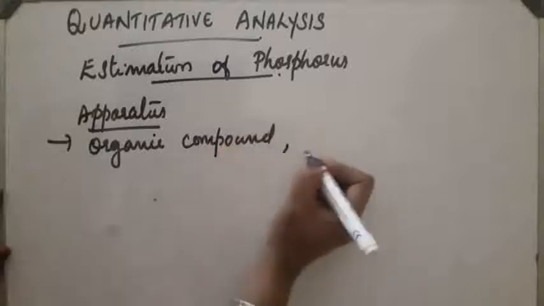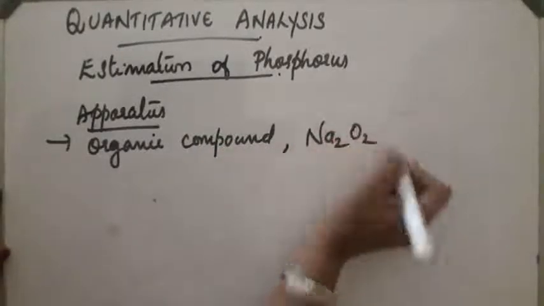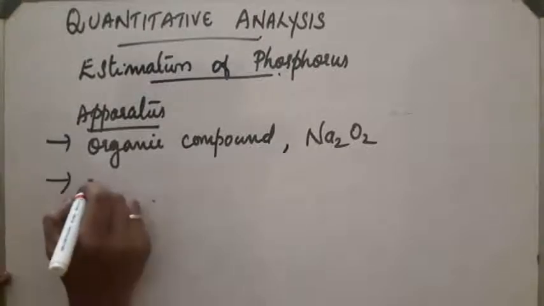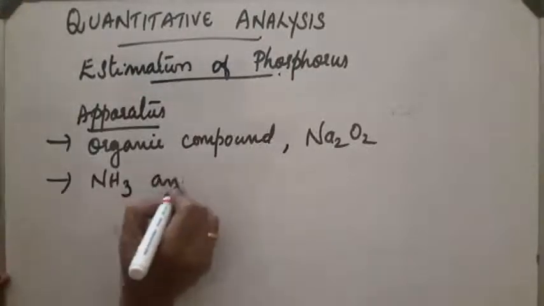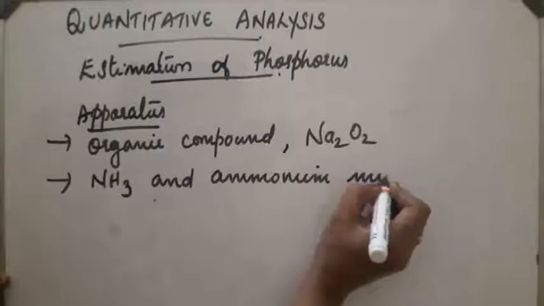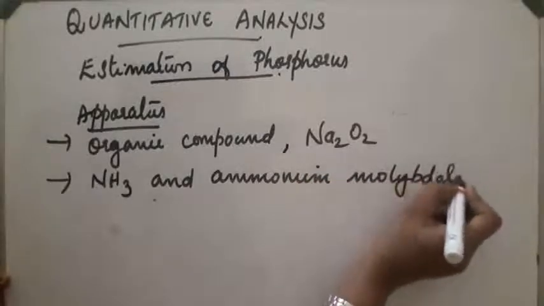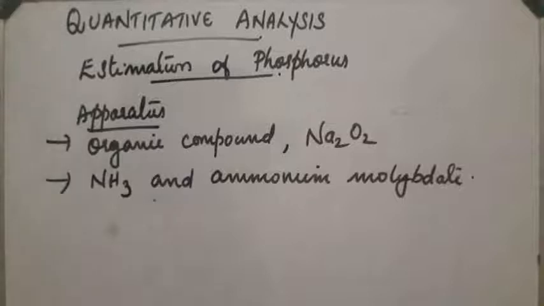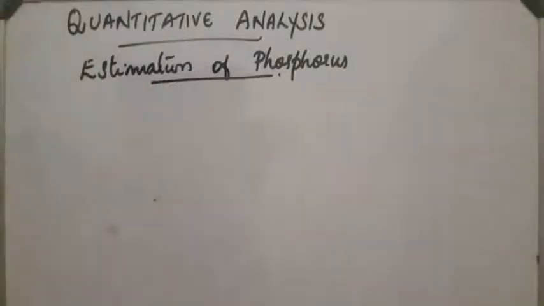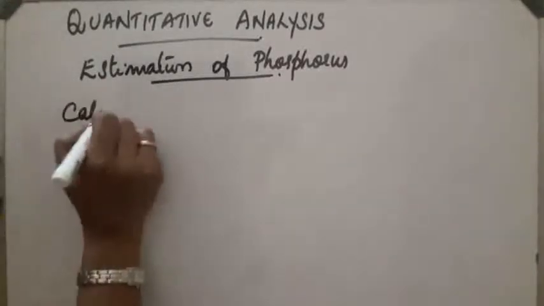Then sodium peroxide or fuming nitric acid is taken, and the compound is heated. Phosphorus is converted into phosphoric acid, into which we are adding ammonia and ammonium molybdate solution. So a precipitate is obtained, which is ammonium phosphomolybdate. Now let us do the calculations. This is one method for the estimation of phosphorus. There is one more method.